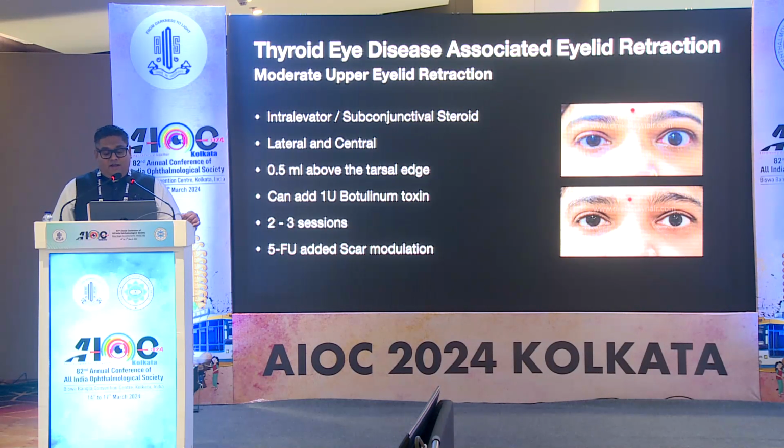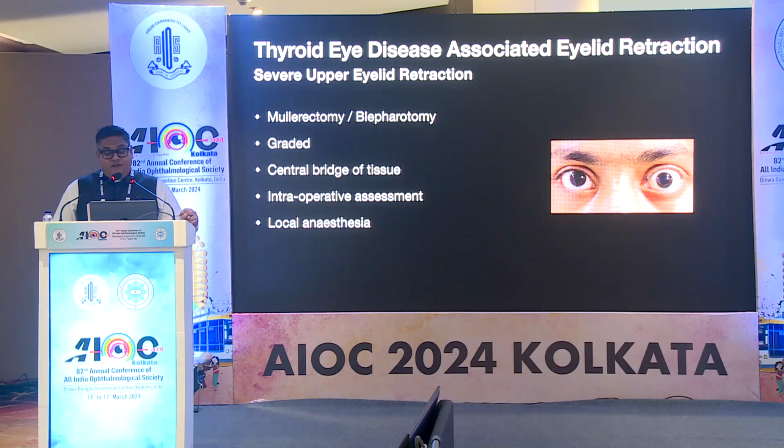So in moderate upper eyelid retraction, I also again prefer the same technique. Only thing here is that I like to add about just 1 unit of botulinum toxin, which adds to the neurogenic component of bringing the eyelid down. And once it is down, the stretch effect of the depot steroid that you've injected acts for a little longer. Only thing is that in moderate disease, again, like burnt out lid retraction, it takes 2 or 3 injections, and I prefer to add 5-FU in all these cases. So it's 0.5 cc of triamcinolone and 0.5 cc of 5-FU, and then inject 0.5 cc of this mixture.